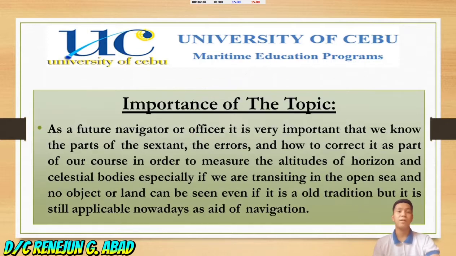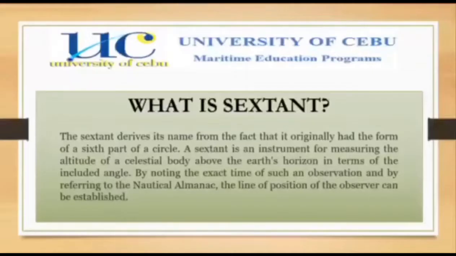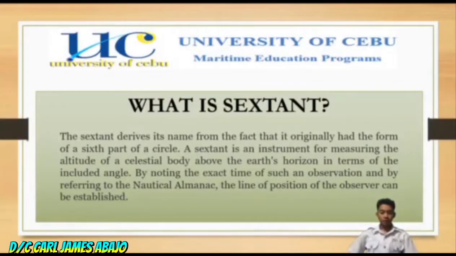For the importance of the topic, as a future navigator or officer, it is very important that we know the parts of the sextant, the errors, and how to correct them as part of our course, in order to measure the altitudes of the horizon and celestial bodies, especially if we are transiting in an open sea and no object or land can be seen. Even if it's an old tradition, it is still applicable nowadays as an aid of navigation. A sextant is an instrument for measuring the altitude of a celestial body above the Earth's horizon in terms of the included angle.